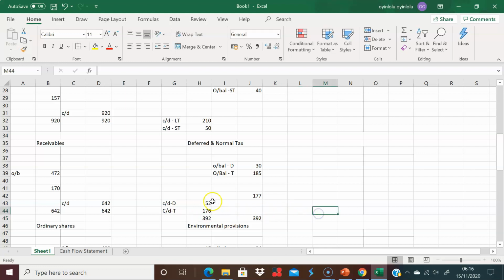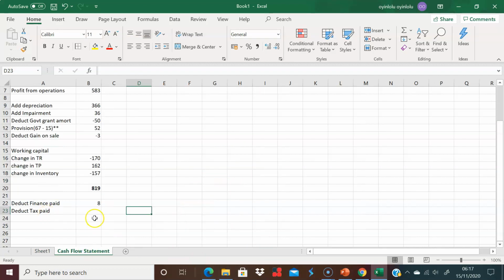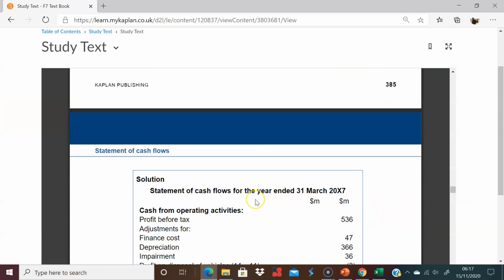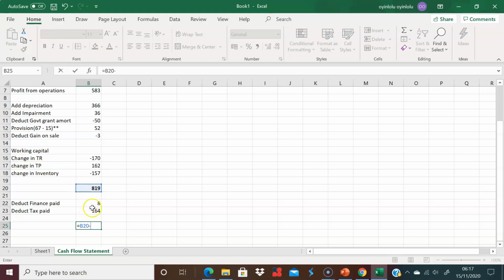So the question here is that if these are both 392, then what tax did I pay in the year? Tax actually paid must be the difference between this and this. So tax paid must be equal to 392 minus 176 minus 52, and I have 164. So I must have paid tax of 164. Yes, let me just check. I believe so. Like I said, I'm doing this live. There you are, 164. It's just what it is. And so I now deduct literally these two things. So this is the 819 minus the 8 minus the 164. And then you have your answer at 647.